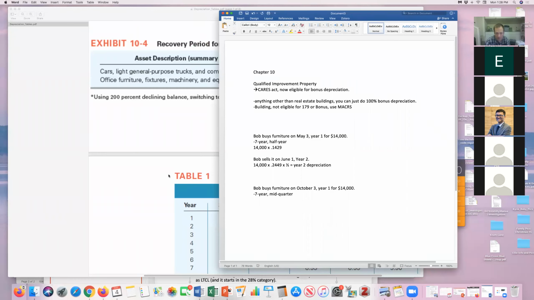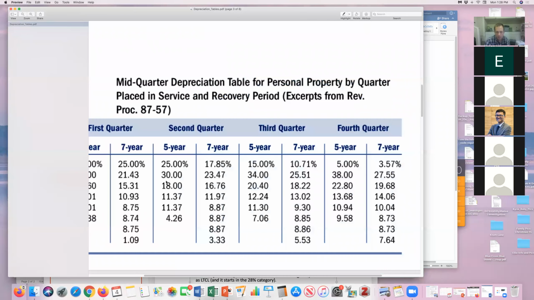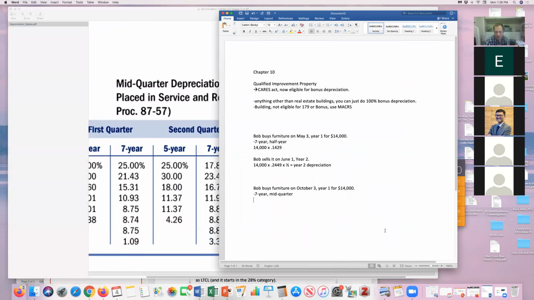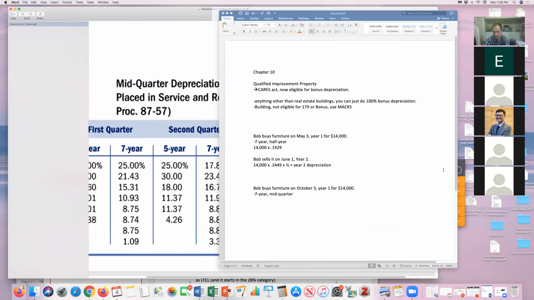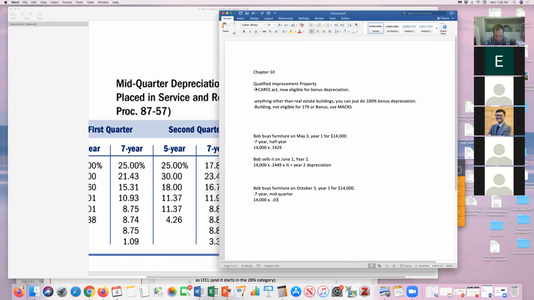Once I've done that, now it's just a matter of looking at the right table. So he bought on October 3rd, that's the fourth quarter, 7-year property, I'm going to use 3.57%. So I'll take the 14,000. So that's year 1.